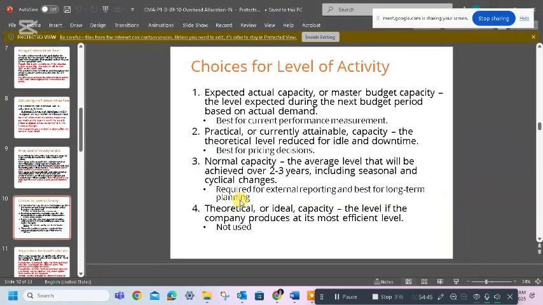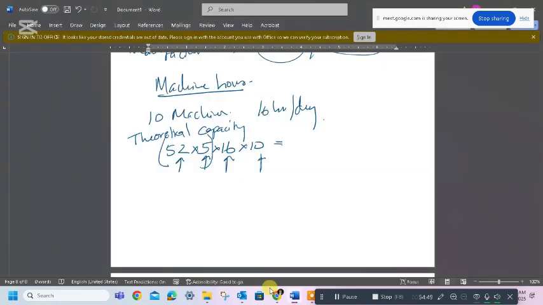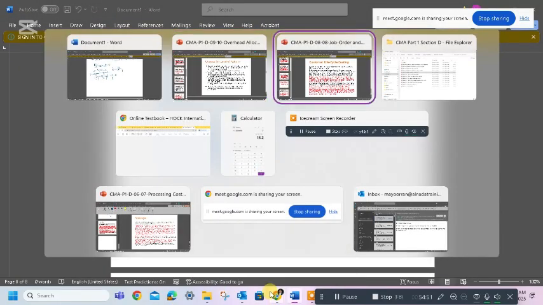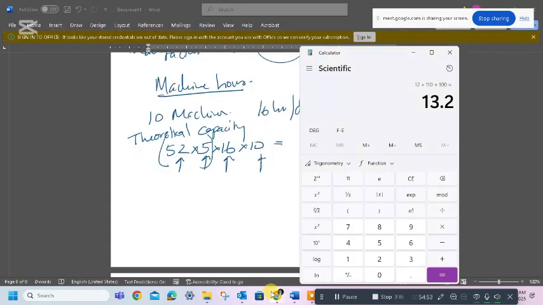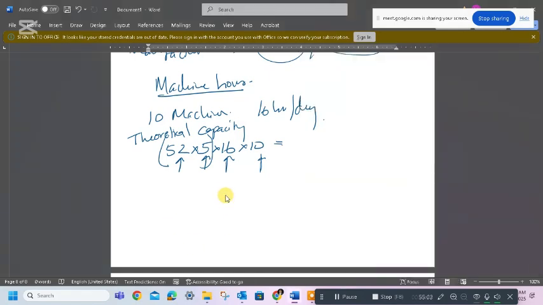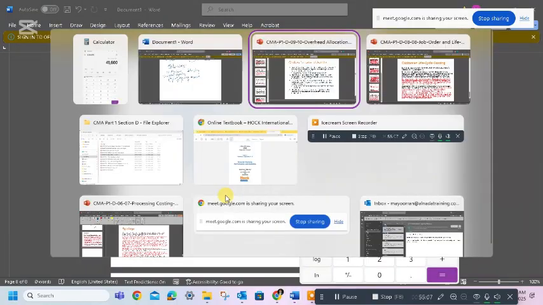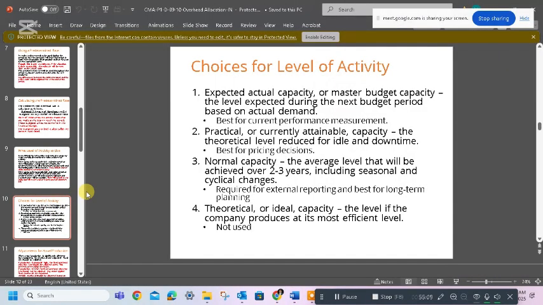That is the last point, theoretical or ideal capacity. How much do we get for that? 52, 5, 16, 10, 41,600 hours. Then we will come to practical capacity. That is also connected to the theoretical capacity only.